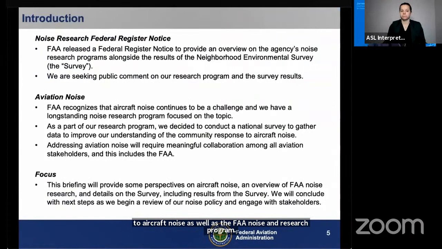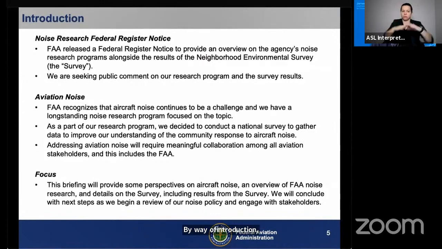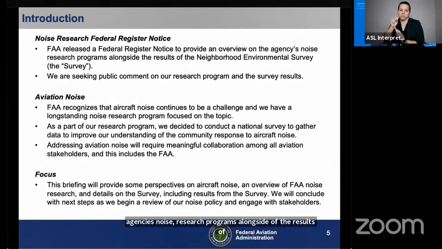So by way of introduction and reminder, we, the FAA, released a Federal Register notice to provide an overview on the agency's noise research programs alongside the results of the Neighborhood Environmental Survey. We'll refer to it as the survey in these slides. We are seeking public comment on our research program as well as the survey results within the Federal Register notice.